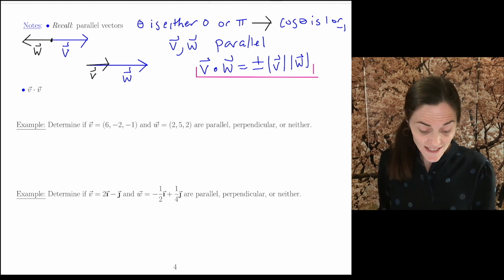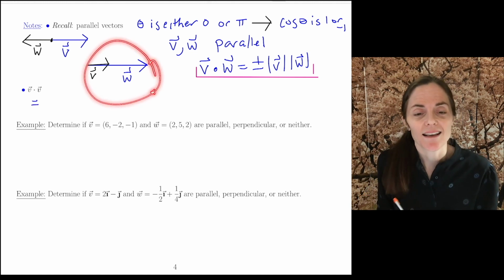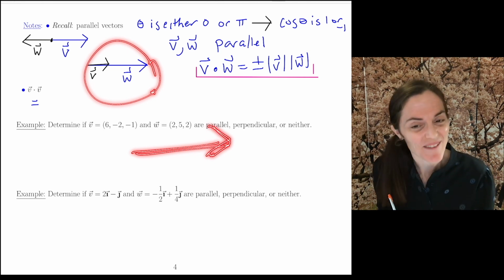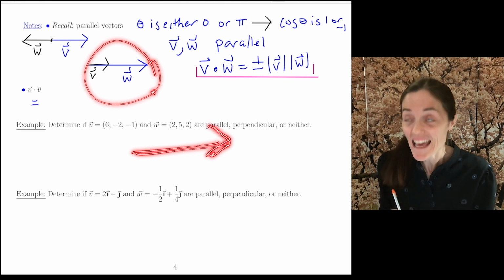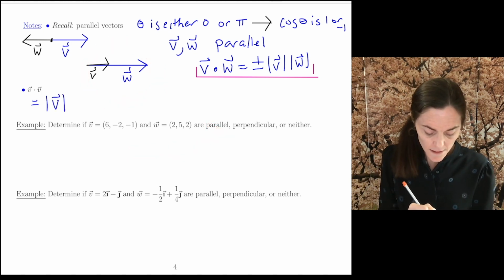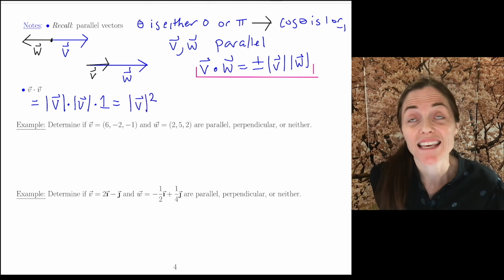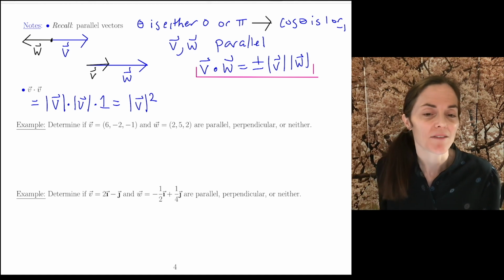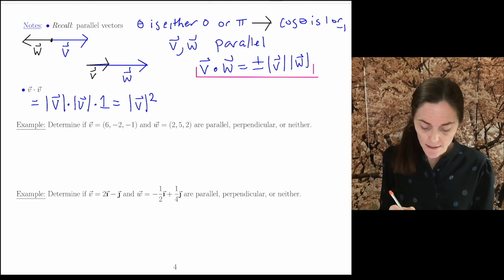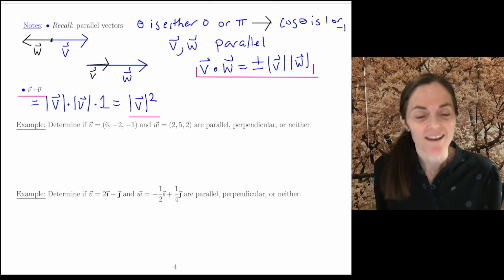Now, my other observation is about dotting a vector with itself. V and V, definitely they're parallel. The angle between V and itself is 0. And so we get the length of V times the length of V times 1, or the length of V squared. You could also see this using the algebraic viewpoint of the dot product. And so this is my second observation: when you dot a vector with itself, you get its length squared.